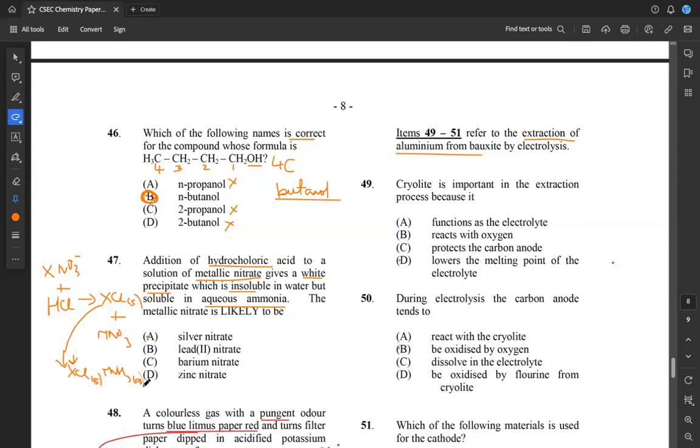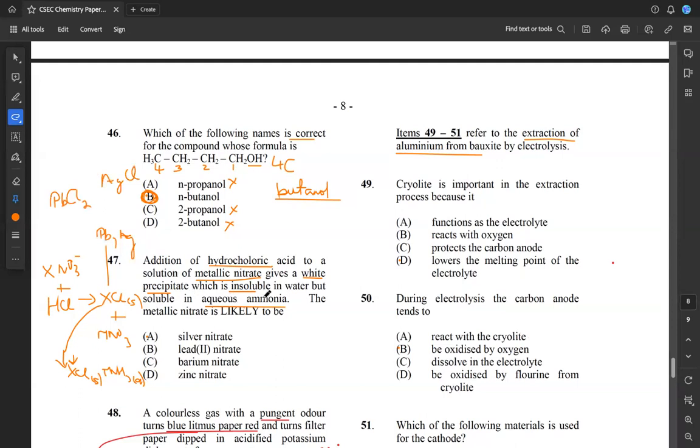So what are our chlorides that are insoluble? A chloride salt that's insoluble can either be of lead, or of what's the other one? Silver, right? So they're telling us that we react the nitrate with HCl, and we're going to get an insoluble salt. That's a chloride salt. So it can either be PbCl2, or it could be AgCl. Right? It's between these two because these two are the only insoluble chloride salts.